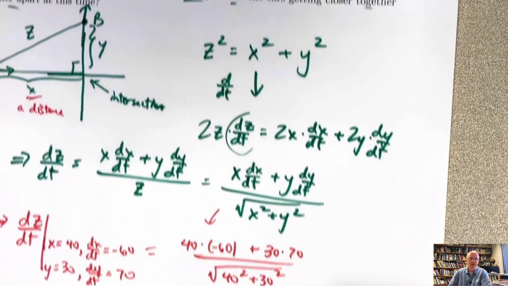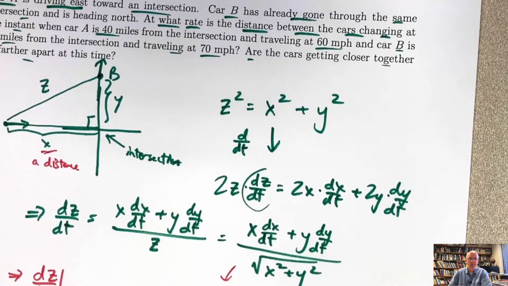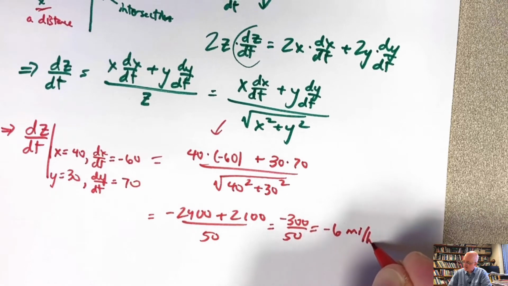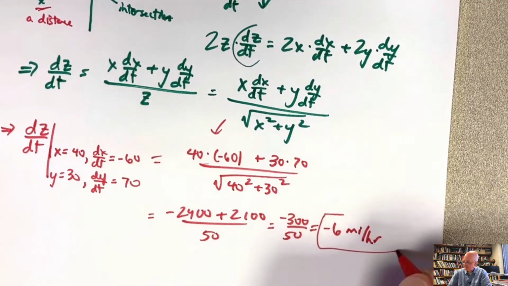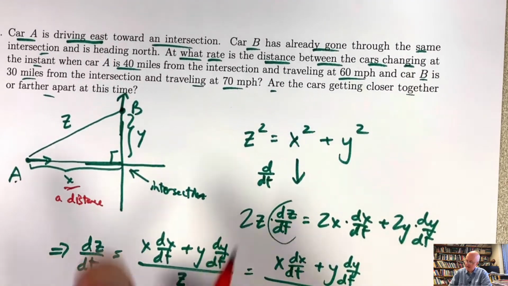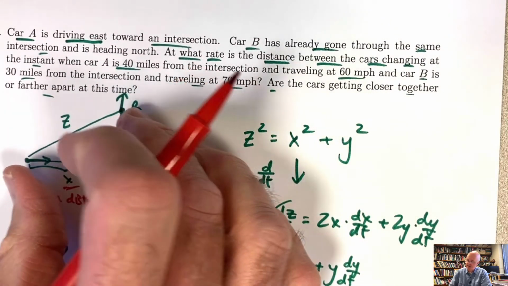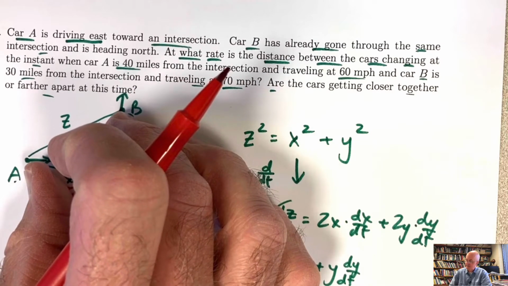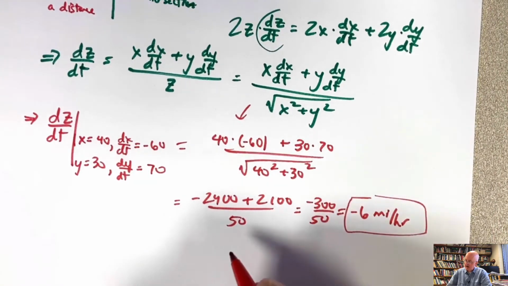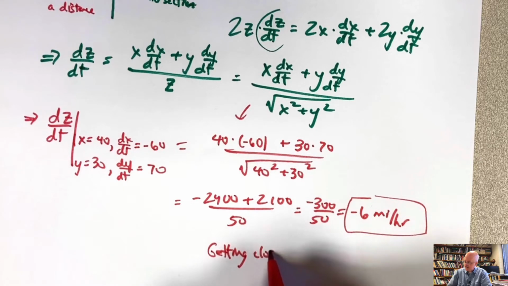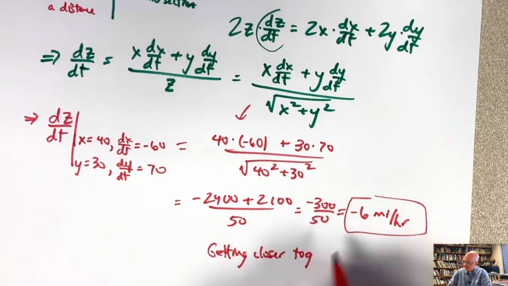What are the units? Units of distance are miles. Units of time are hours. This would be miles per hour. I could write mph, but I also can write miles per hour. So negative 6 miles per hour seems to be the answer here. At this moment in time, that's the rate of change of z with respect to time. It's negative, so z is decreasing at this moment in time. So they are getting closer and closer together, because this is negative at this moment in time.